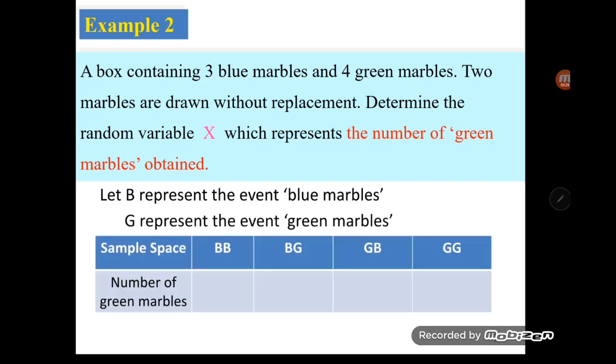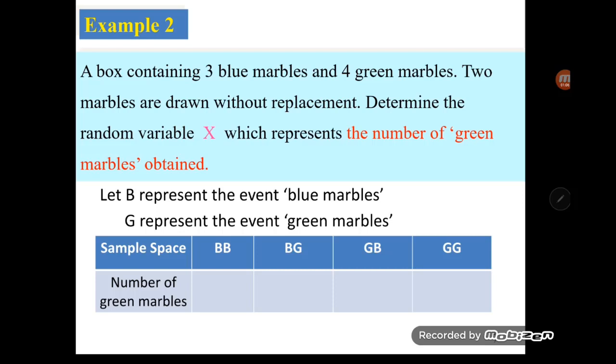Here we can list out the sample space. For the first draw we can get a blue marble, and for the second draw we can get a blue marble as well. Or we can get blue for the first draw and then green for the second draw. For the third possibility, we can get a green marble for the first draw and then a blue marble for the second draw. Or, another possibility, we can get green marbles for both draws.